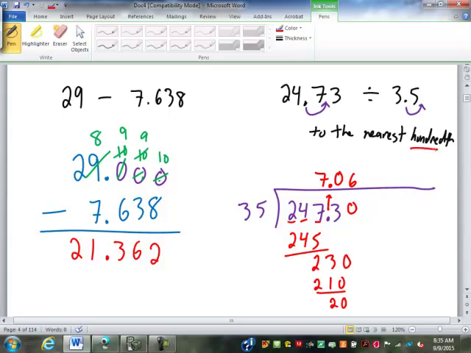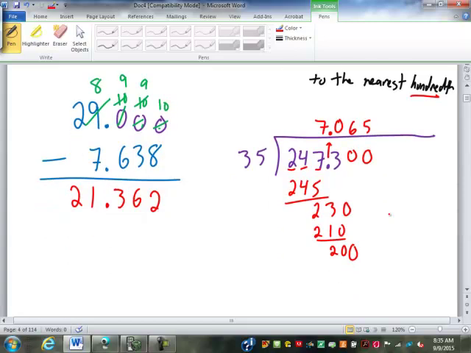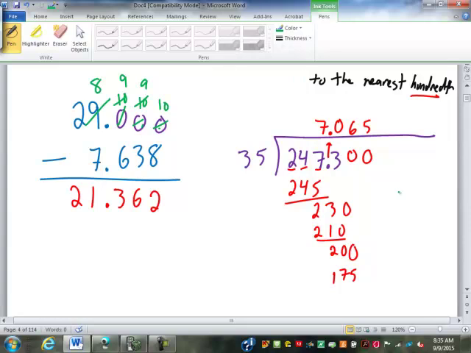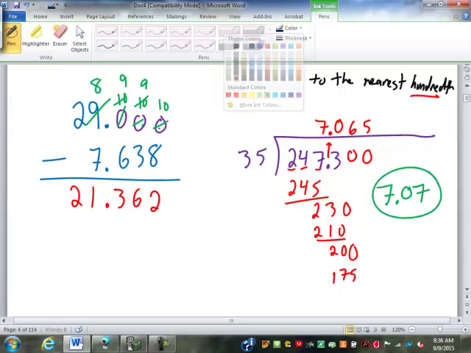Are we done? We said we wanted to go to the nearest 100th. All done? One more 0. 35 into 200 goes 5 times. 5 times 35 would be 175. So that tells us that the answer is really going to be what? 7.07. Very good. Any questions on those?